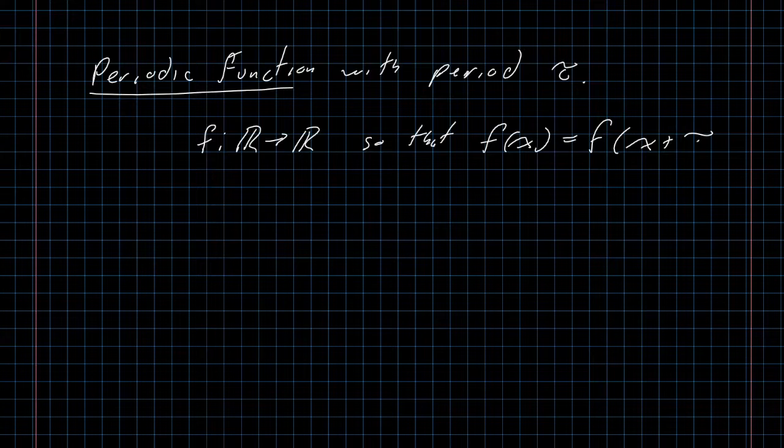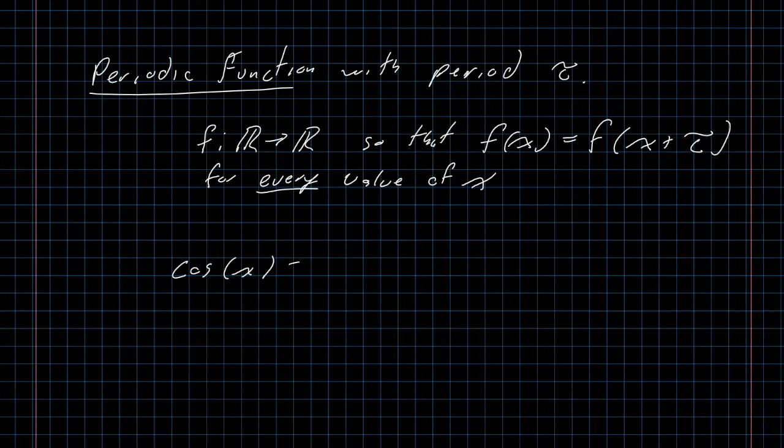That's pi, not tau. That's tau. For every value of x. And the classic periodic functions are sine and cosine. Right? Cosine of x is equal to cosine of x plus 2 pi.